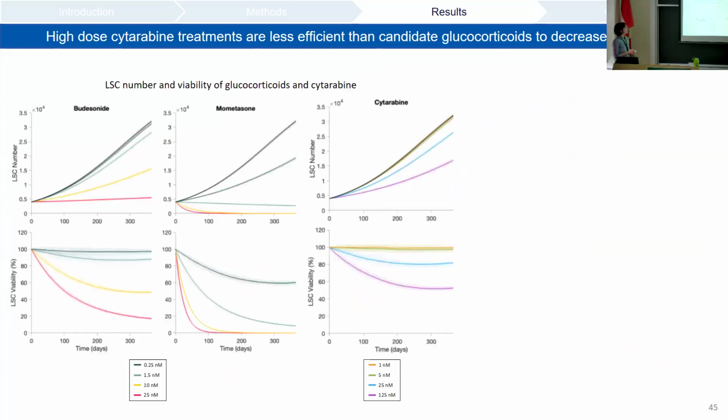Okay, so we also simulated the model for the glucocorticoids and cytarabine. And we can see as well that the medium doses of budesonide as well as low doses of mometasone are also able to deplete this overall expansion. But what's more interesting is that the high doses of mometasone are able to, over time, decrease the overall number of LSCs.